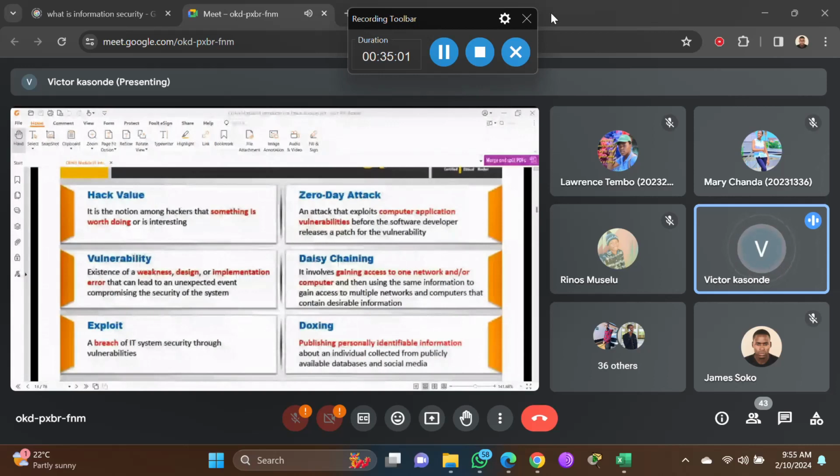That's why organizations employ ethical workers like you people. You'll be employed so that you know and test the weaknesses of your system. What weaknesses are there? How vulnerable is your system? So that if you know the vulnerability of that system, you know how to patch it, how to protect it, how to prevent an attack. So that is all about vulnerability.